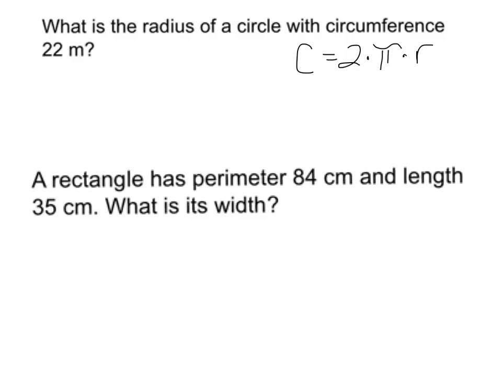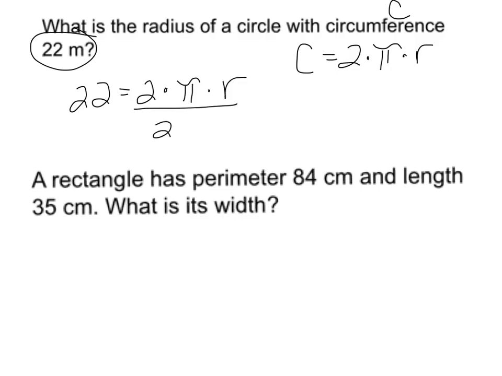Well, in this equation, we have circumference, which is C, is equal to 22. We know that pi is 3.14, and we obviously know the 2, so we're trying to find r. So 22 is equal to 2 times pi times radius. Well, remember how we solved for r before? We divided by 2 pi, so we're going to divide by 2 pi again.